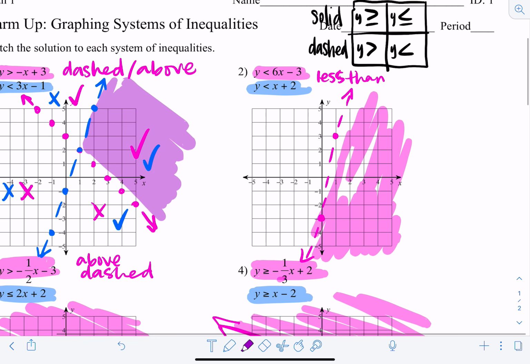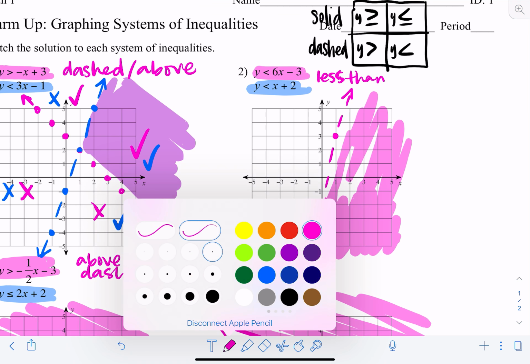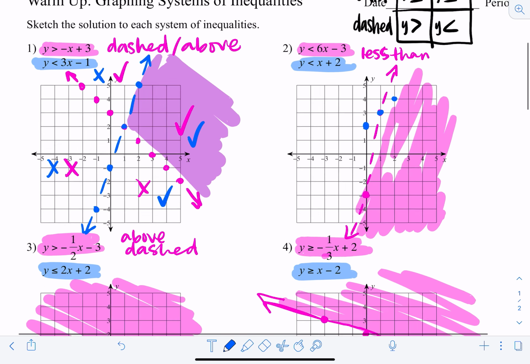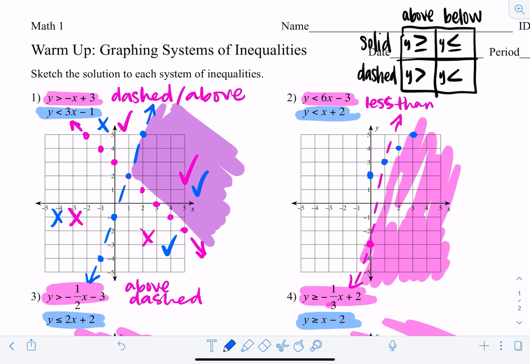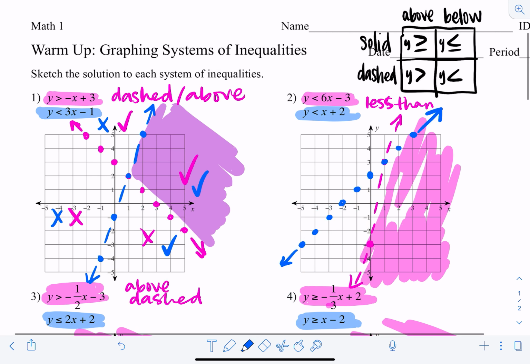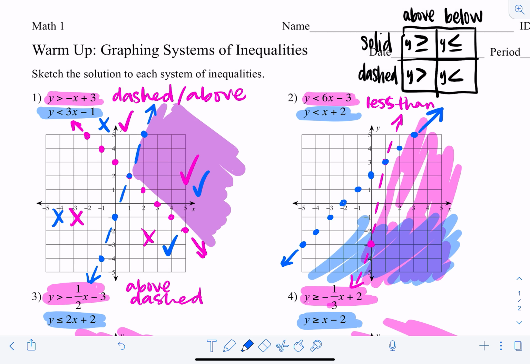So let's try this with number 2. If we think about it this way again, this is all the stuff that makes the pink true, and we have to layer on the blue line as well. The blue line starts at 2 and has a slope of 1, so it's going to go here, here, and so on. It is not equal to, so I'm not going to connect the dots. Where am I supposed to shade? Well, this is less than, so we're supposed to shade down here.